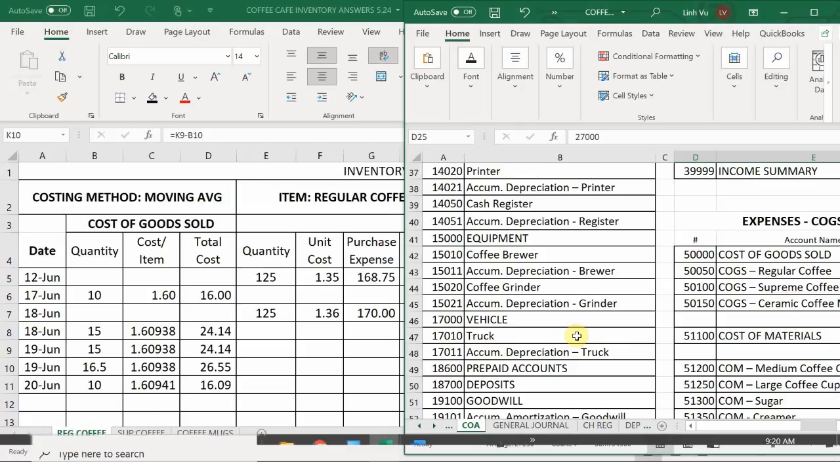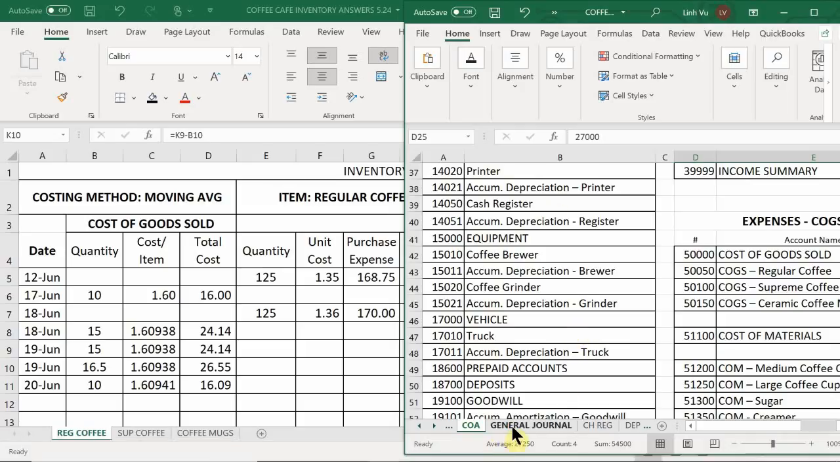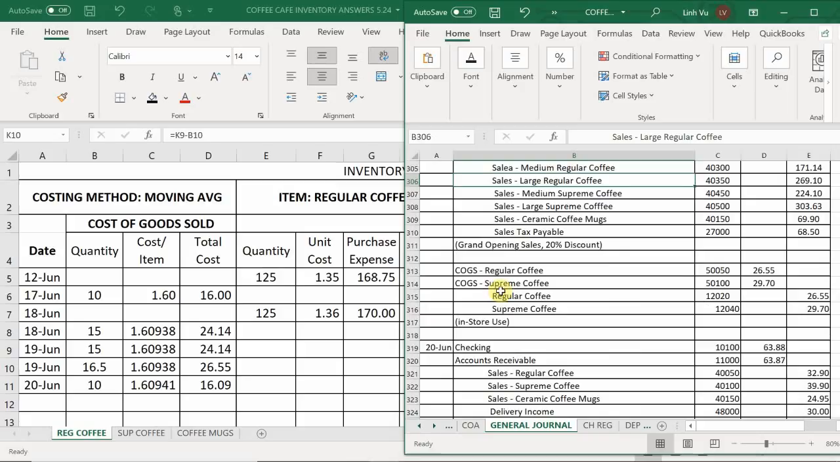And so after we've calculated this, we go to the inventory worksheet. We calculated our cost of goods sold, but at the same time, we also updated our inventory. We have to take it out from our inventory. So my journal is going to be like this: I've calculated my cost of goods sold for the regular coffee and for my Supreme coffee. And because I'm taking it out from my inventory, I have to take it out from my regular coffee and my Supreme coffee.